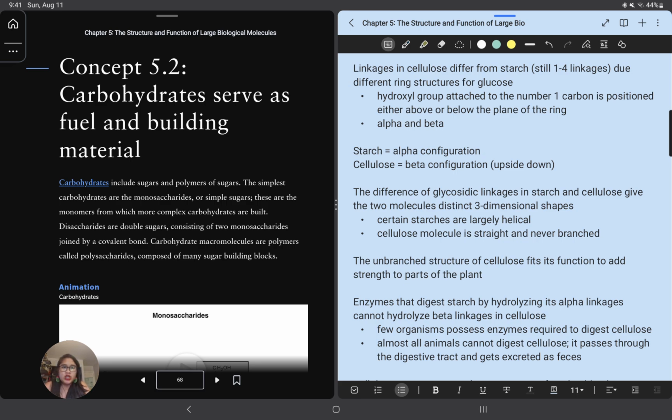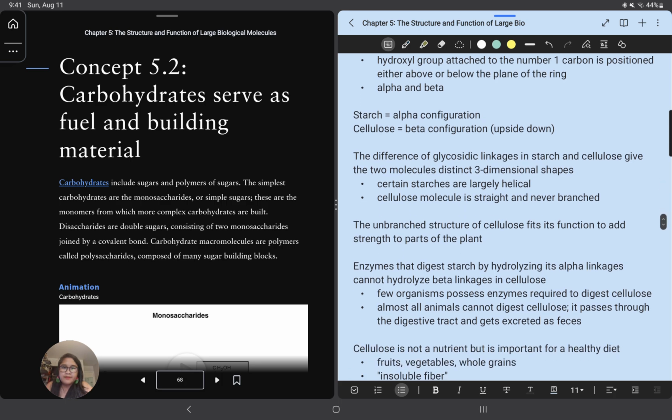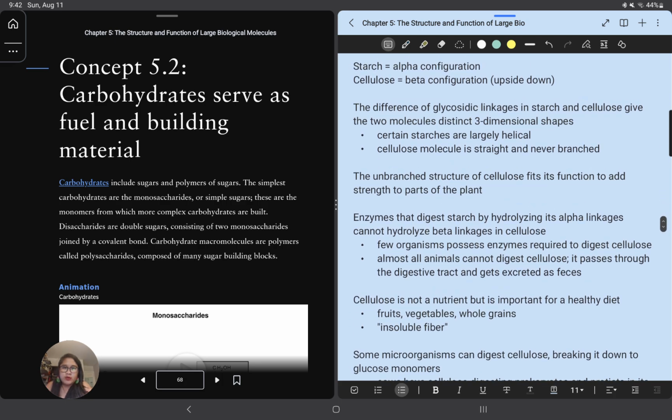The hydroxyl group attached to the number 1 carbon is positioned either above or below the plane of the ring, resulting in either an alpha configuration or a beta configuration. Starch is in alpha configuration, while cellulose is in beta configuration, which is upside down. The difference of glycosidic linkages in starch and cellulose give these two molecules distinct three-dimensional shapes. Certain starches are largely helical, while the cellulose molecule is straight and never branched. The unbranched structure of cellulose fixes its function to add strength to parts of the plant.